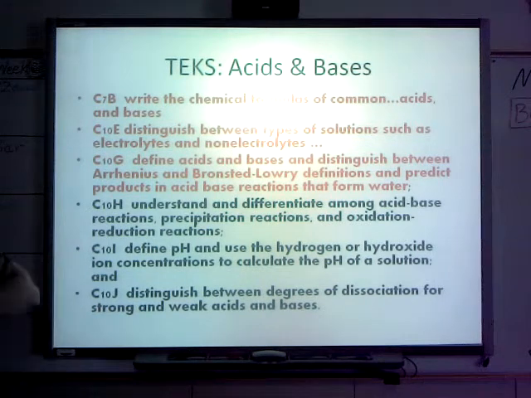Here's your objectives for not just this video, but for the entire unit. You need to know how to write the chemical formulas of common acids and bases. You need to be able to distinguish between types of solutions such as electrolytes and non-electrolytes, define acids and bases, and distinguish between Arrhenius and Bronsted-Lowry definitions for both, and predict the products of acid-base reactions that form water. You need to understand and differentiate among acid-base reactions, among others. You need to define pH and use the hydrogen or hydroxide ion concentration of a solution to calculate its pH, and also distinguish between degrees of dissociation for strong and weak acids and bases.